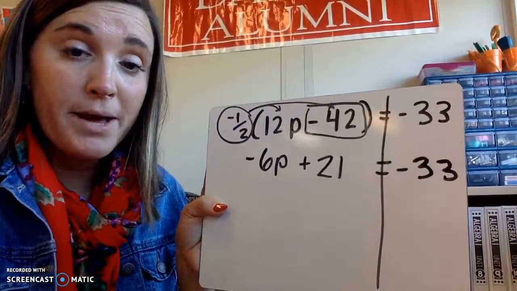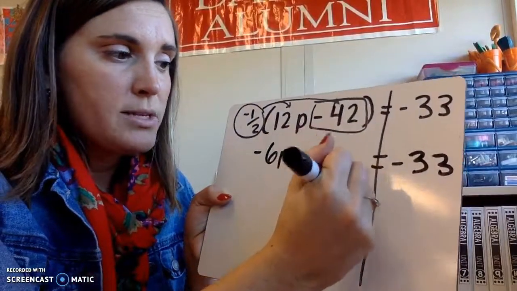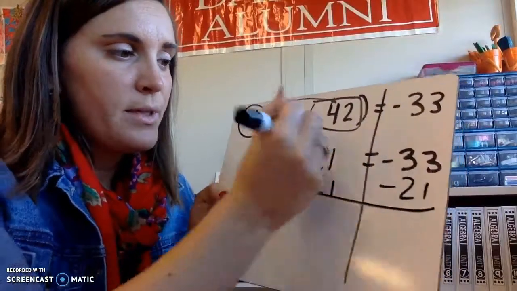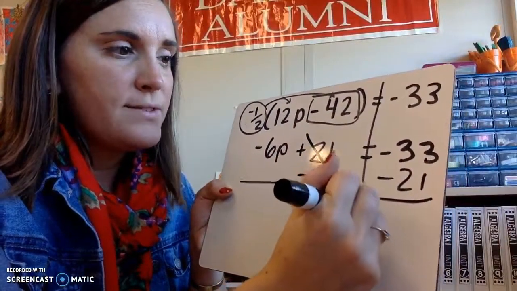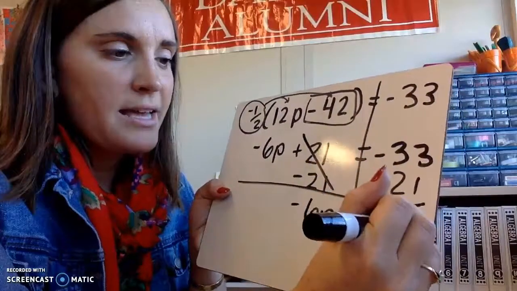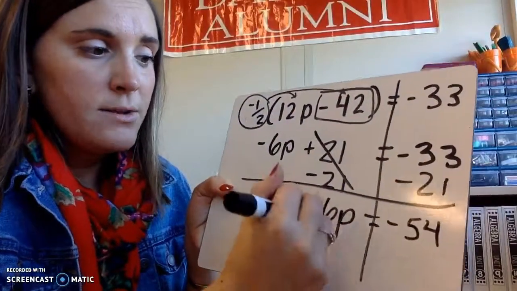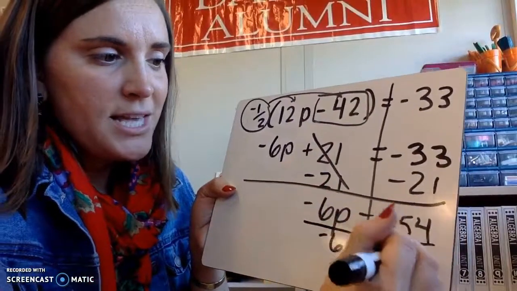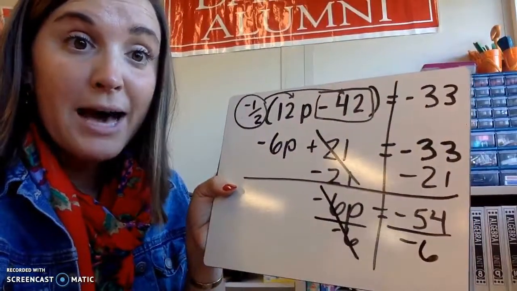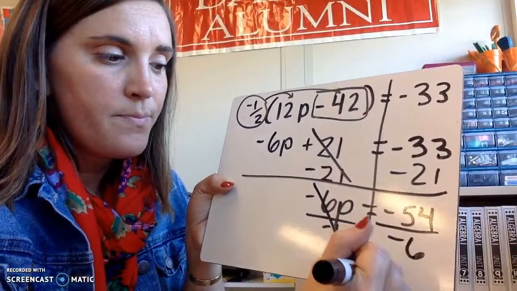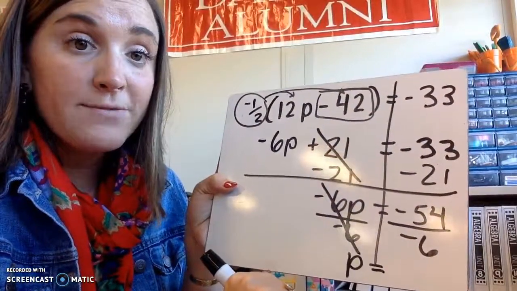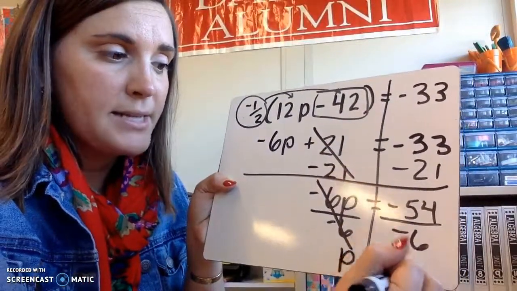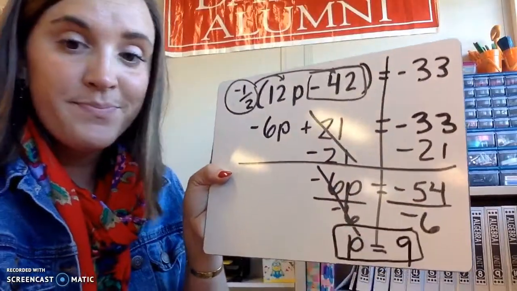No like terms to combine, I'm just going to go ahead. So I'm going to subtract 21 on each side. Cancels out. So negative 6p equals negative 54. Divide both sides by that negative 6. Negative 6p divided by negative 6 is just p. Negative 54 divided by negative 6 gives you a positive 9.